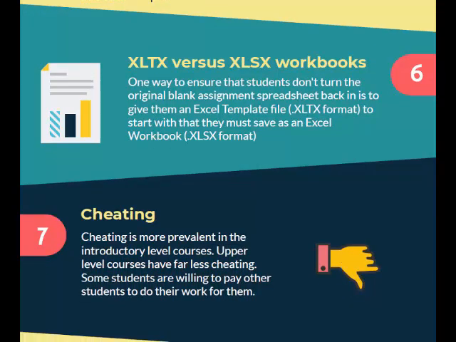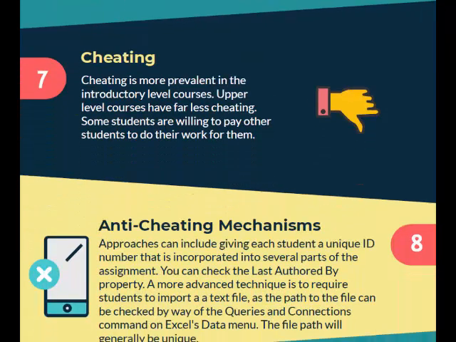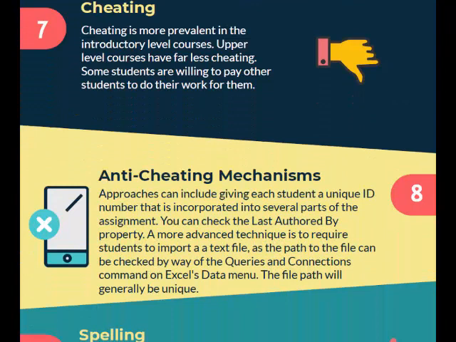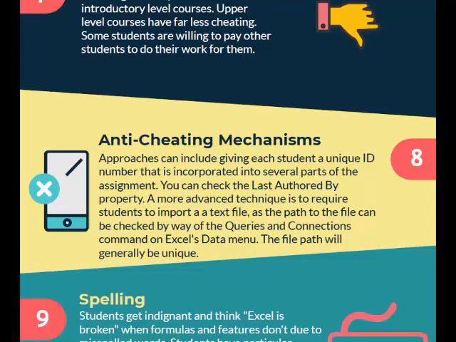Cheating is most prevalent in the introductory level courses. Upper level courses have far less instances of that. Some anti-cheating mechanisms you might consider: incorporating a unique ID number that students use in several places in the assignment. You can check the last authored by property, or an even more advanced technique is listed there on the screen.